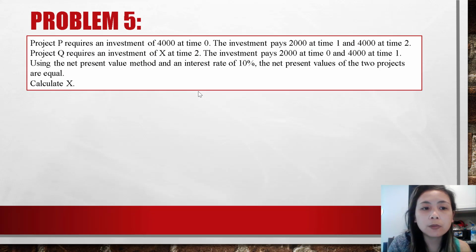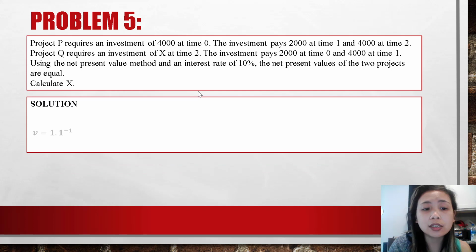Problem 5. Project P requires an investment of 4,000 at time 0. The investment pays 2,000 at time 1 and 4,000 at time 2. Project Q requires an investment of X at time 2. The investment pays 2,000 at time 0 and 4,000 at time 1. Using the net present value method and an interest rate of 10%, the net present value of the two projects are equal. Calculate X. So here, both projects have the same interest rate, 10%.